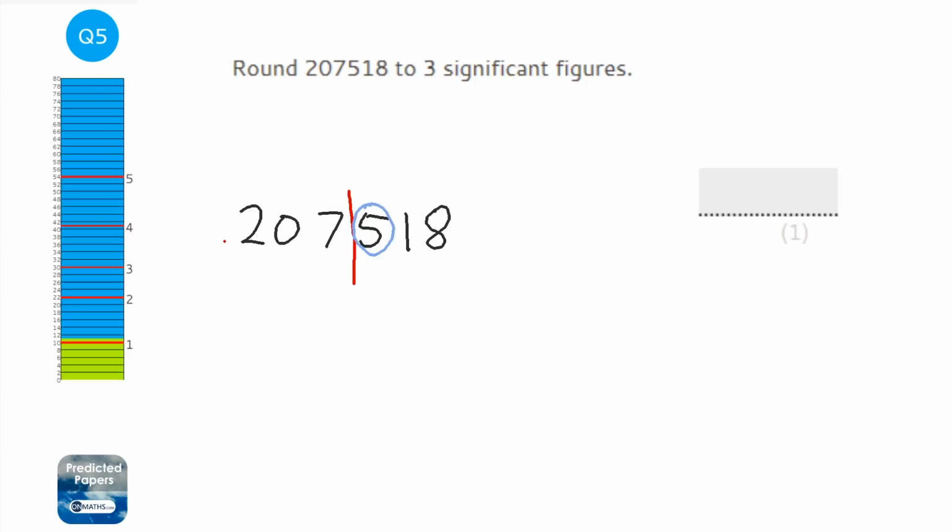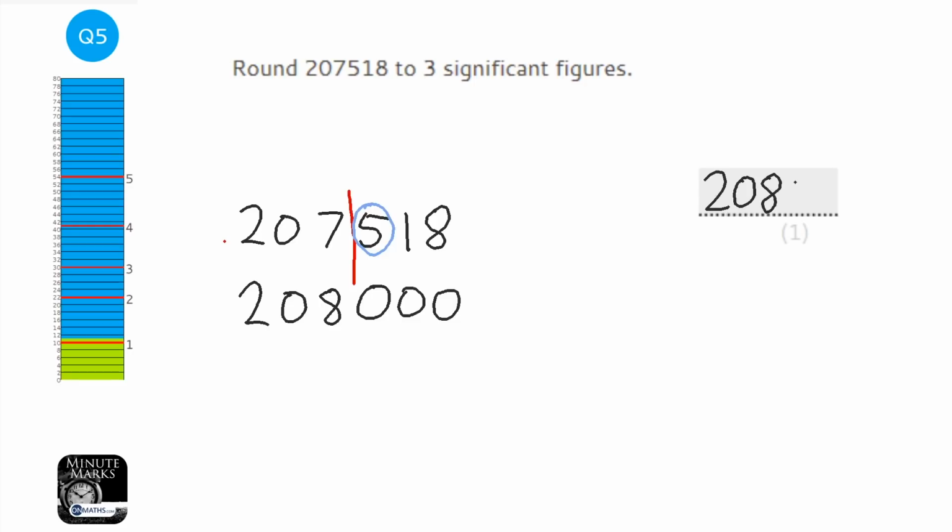If that number that I've circled in blue is 5 or more, it means the 7 goes up to 8. If it's less than 5, the 7 stays the same. Now because it is 5, that 7 will go to an 8. Now be careful here, the numbers to the right don't disappear, and some students, when they've done decimal places, think they just go away. With significant figures, you have to remember that they turn to 0. Now they do the same with decimal places, it's just because they're after the decimal point, we don't need them anymore. But these 3 zeros here are what we call placeholders.